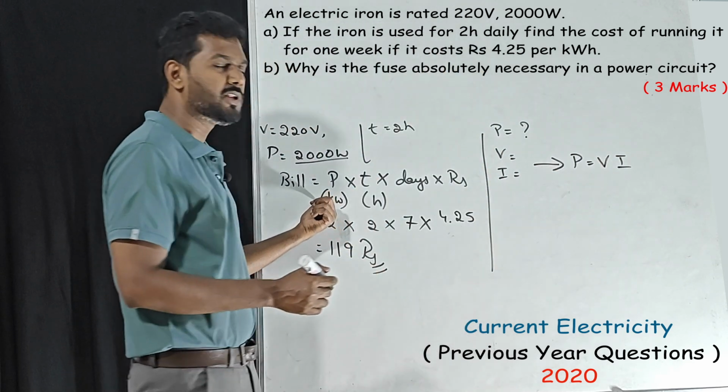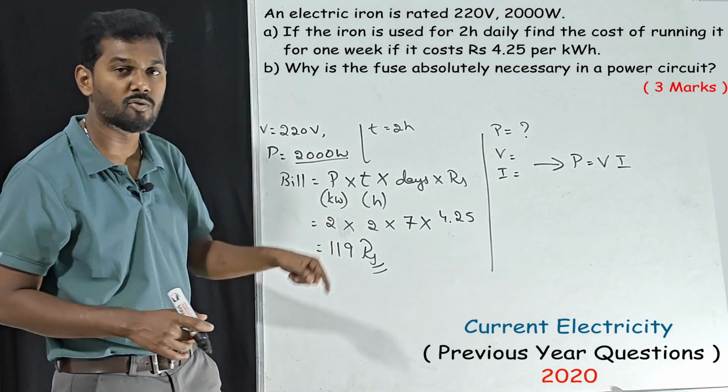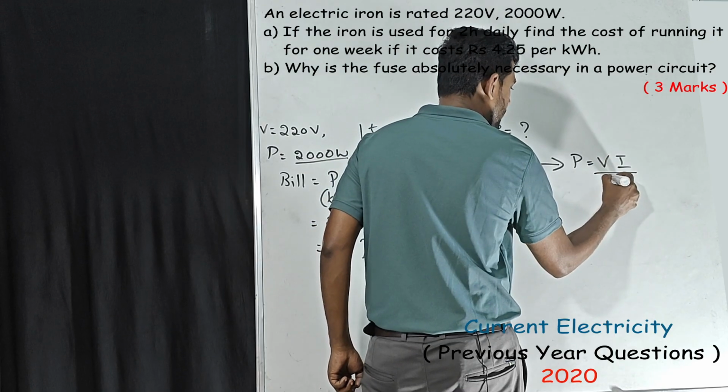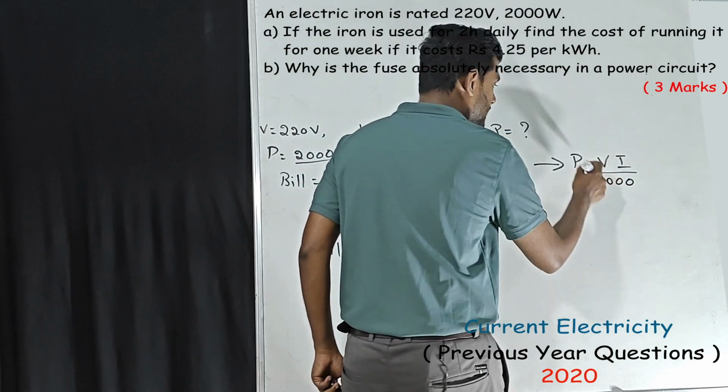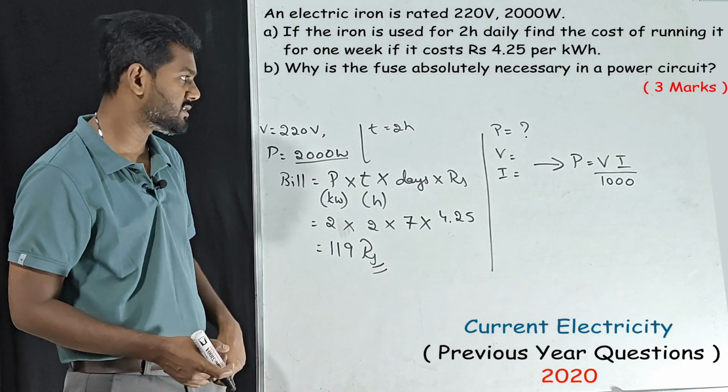If you substitute that power here directly, everything will be wrong. Why? Because power should be in terms of kilowatt. So when voltage and current values are given, divide by 1000, then we'll get the power in terms of kilowatt. Then you substitute that value, you get the answer.